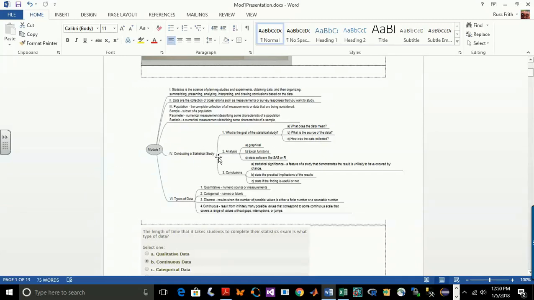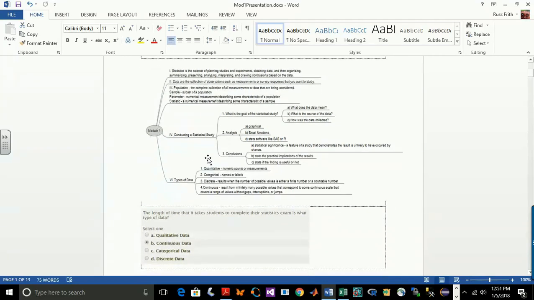What we'll be doing mostly in this class is analysis of data. Okay, we will be using graphs, Excel functions, and statistical software. Although we won't be using SAS or R. These are much more advanced statistical software packages. Once you do your analysis, you follow up your analysis with conclusions.